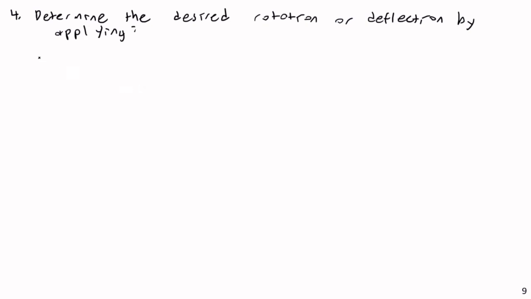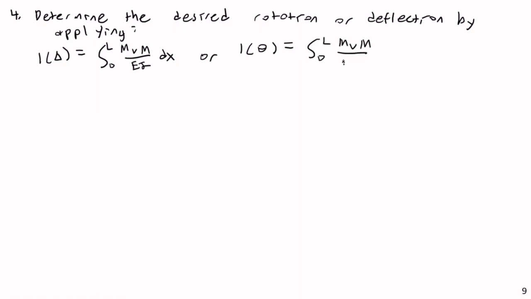By applying, say, 1 times delta is equal to the integral of 0 to L of m vm over EI dx, or 1 times theta is equal to the integral from 0 to L of m vm over EI dx. And I do want to note something on here.